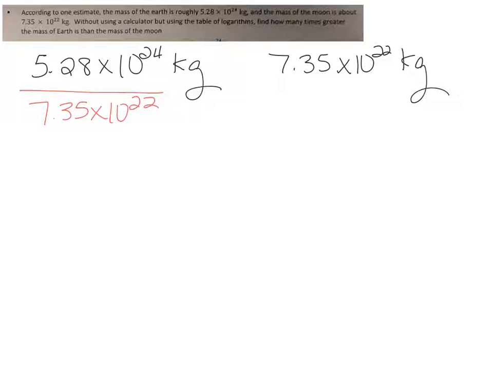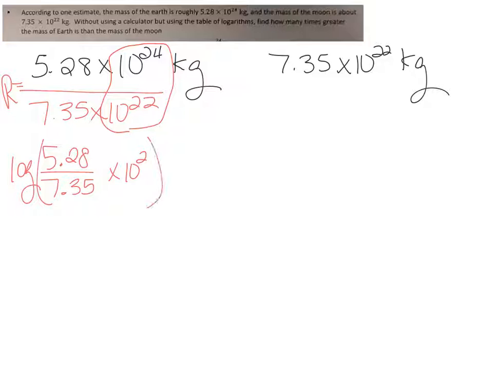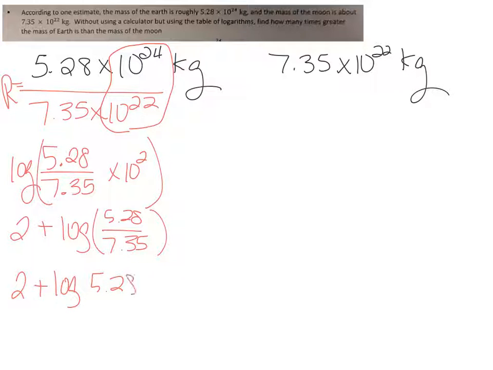Yikes. Right? So I could say this is R, which is the ratio of the two masses. Okay, let's simplify this, because that'll be really nice. We have 5.28 over 7.35 times 10 to the second, because if I've got 10 to the 24th on top and 10 to the 22nd in the denominator, that simplifies to 10 to the second. Now if I take the log of that, I've simplified even further. That gives me 2 plus log of 5.28 over 7.35. Now we learned a property about a fraction with a logarithm. It's the same as subtraction. Log of 5.28 minus log of 7.35.